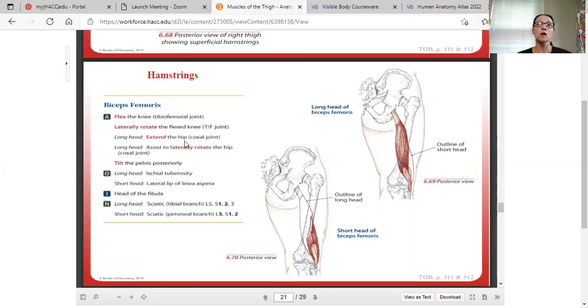extends the hip. Well, sure, that makes sense. We're on the posterior, so it's going to do posterior things. Extension is a posterior action, right? So extends the hip.